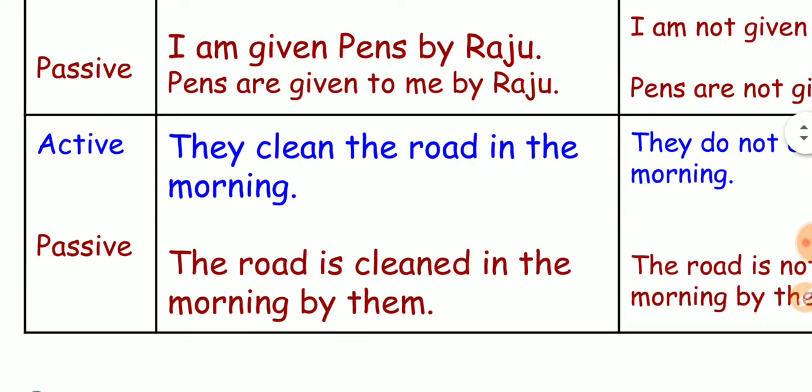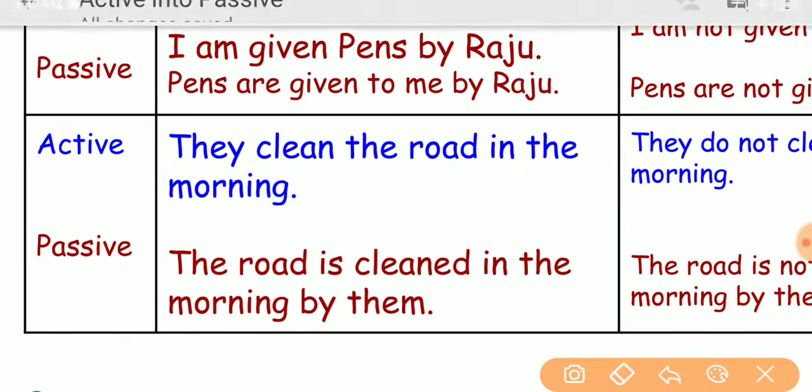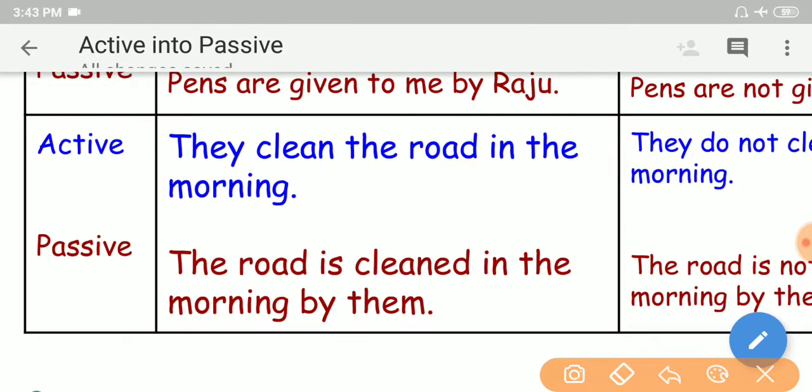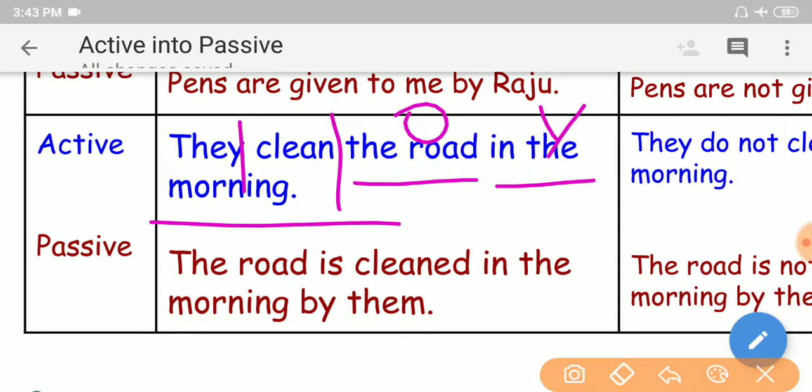So let us go with the other example, my dear friends. They clean the road in the morning. They is the subject, clean is the verb, road is the object, and in the morning is the complement. It is a complement because it answers the question when. When do they clean the road? They clean the road in the morning. That's why this is what you can call a complement, my dear friends.